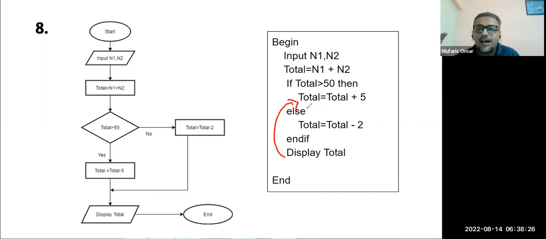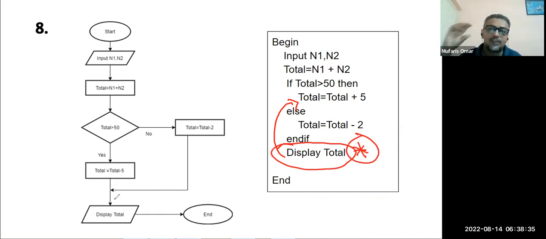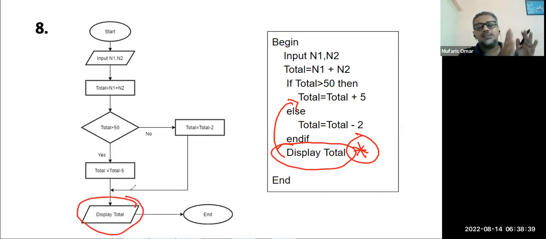You can't put it there because display total is not part of the if statement. You can see that by looking at the flow chart. This is out of the condition statement, out of the if statement. So you can't write that. You should write the statement display total after the end if. Is that clear?